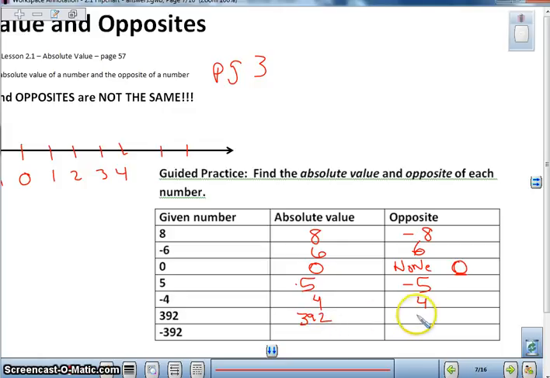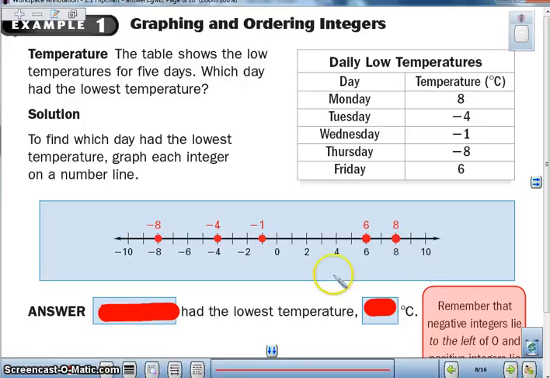So as you can see, opposites and absolute value. Tomorrow in class, when we look at this lesson, you are going to see how we use these numbers to help us as we start doing addition and subtraction with integers. Now when you take a look at integers, we also are going to be comparing them in your homework.